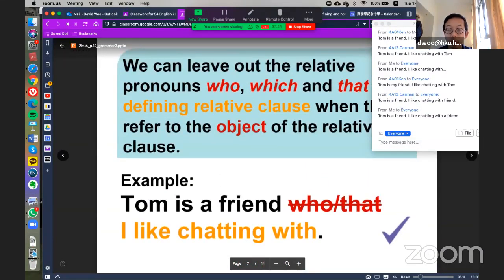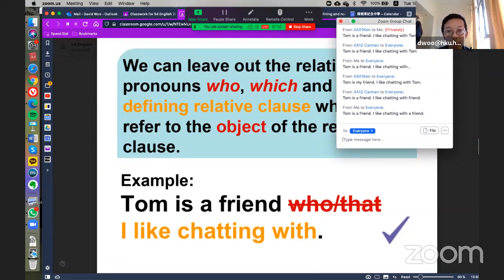Okay, so Tom is a friend. I like chatting with a friend. Since the common word in the two sentences is an object that is at the end of the sentence, when you combine the sentences, you can omit the relative pronoun.